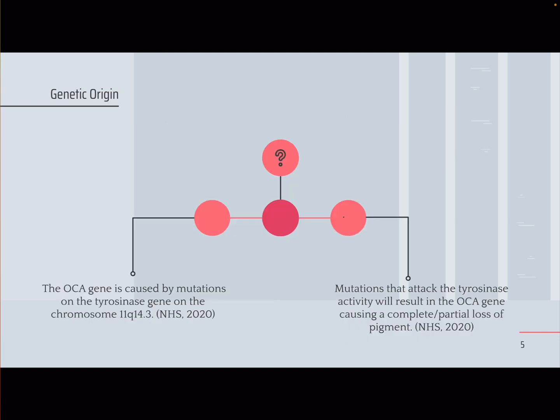A little about the genetic origin of the OCA gene. The OCA gene is caused by mutations on the tyrosinase gene on chromosome 11q14.3. Mutations that attack the tyrosinase activity will result in the OCA gene causing a complete or partial loss of pigment. So going back to what I previously said about melanin and the role it plays in giving our hair, skin, and eyes the normal pigment, it is clear that the mutation on the tyrosinase activity causes the lack of melanin production.